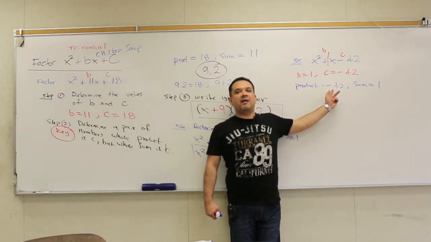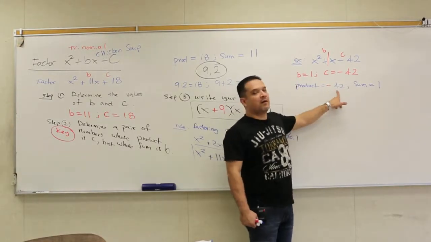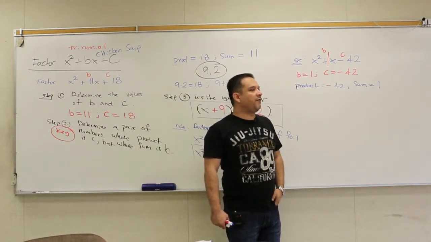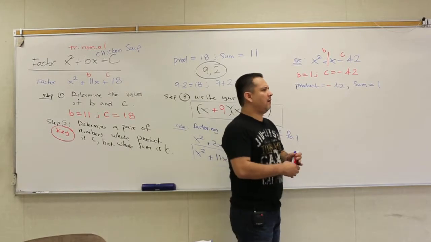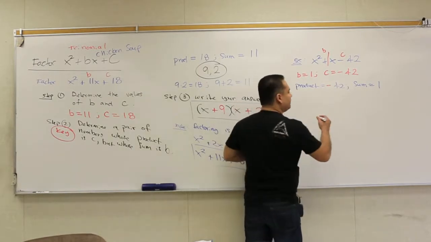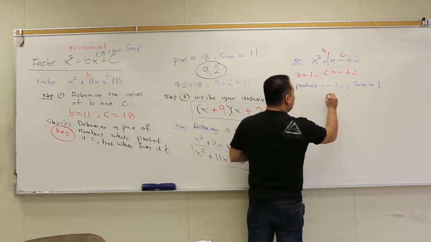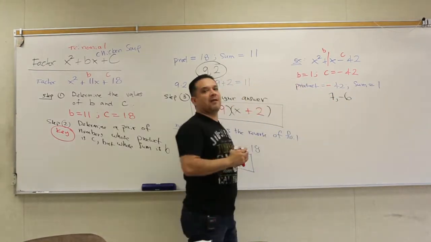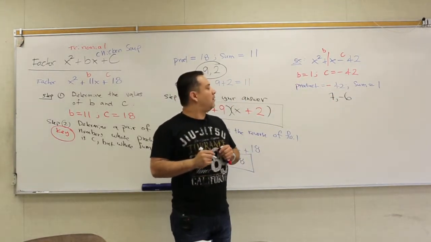What's a negative times a negative? Positive. It's positive. Okay, so what's the pair of numbers? What do you think? What is it? How'd you do that so fast? Huh? You just, I mean, is it true that it's 7 and negative 6? Is that true?